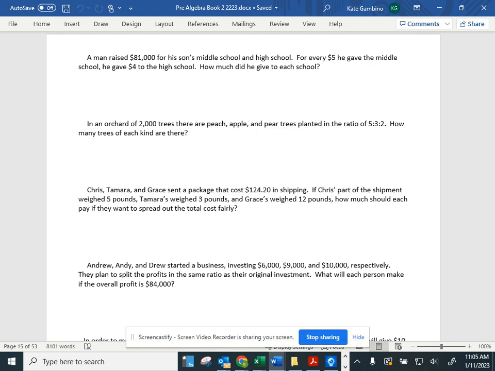A man raised $81,000 for his son's middle school and high school. Holy Hannah. That'd be nice if he was raising that kind of money for us here. For every $5 he gave the middle school, he gave $4 to the high school. How much did he give to each school? So we're working with ratios. How do I put that into a ratio? Aiden? 5 to 4. And it's $81,000. It's the exact same math we were doing on the front side.